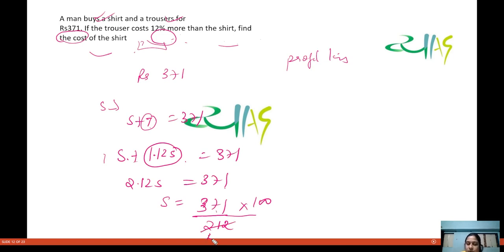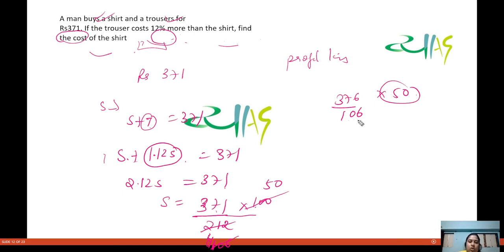This will go by 2. So 2 1 times, 2 0 times, 2 6 times, and this is 250 times. Now see, this is not divisible by 3, so this is 371 divided by 106 into 50.